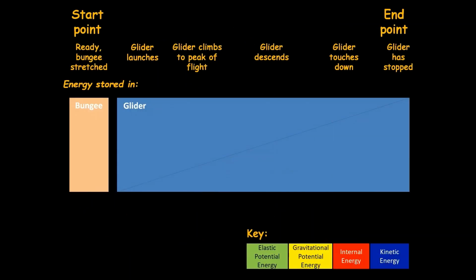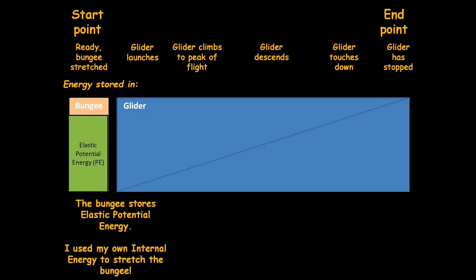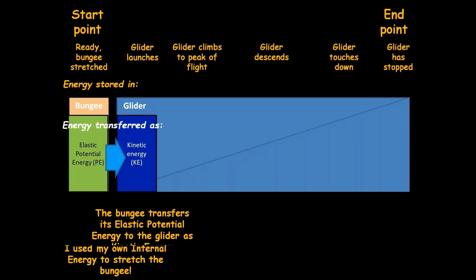So I've shown them on this picture here across the top so that we can see what happens. And down at the bottom you'll see I've got a key. I've coloured the different energy stores different colours. So here we go with stretching the bungee, and the bungee stores elastic potential energy. And I must have used my own internal energy to stretch the bungee in the first place. So we're ready to launch.